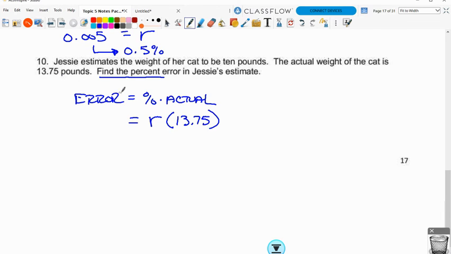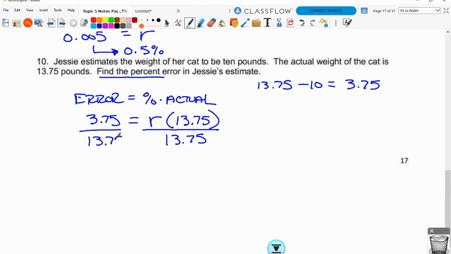Okay, the actual weight of the cat is 13 7/75 pounds, so that goes there. And we have to figure out how much error was there in the guess. So the cat actually weighs 13 7/75 pounds. Jessie estimated it to be 10 pounds, which means that she was off by 3 7/75 pounds. That goes in for the amount of error. So there's our equation. 3 7/75 equals R times 13 7/75. To get R alone, R is on the right side. It's being multiplied by 13 7/75. So we'll divide by 13 7/75 on both sides. On the right, 13 7/75 divided by itself is 1, leaving us with R.